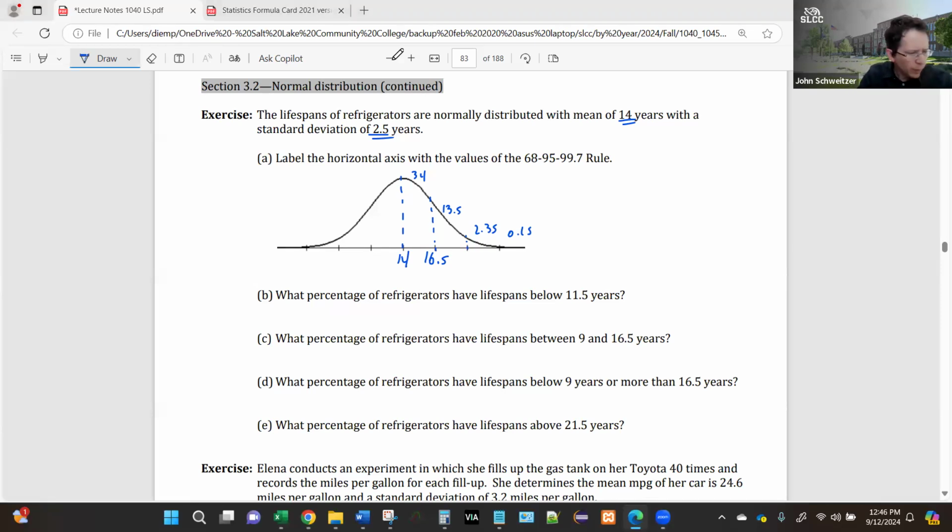All right, let's come together here a little bit. So I'm going to keep adding 2.5, and then I keep subtracting 2.5. Okay. And then let's fill in these numbers. That'll be 34%, that'll be 13.5%, 2.35, and then 0.15.